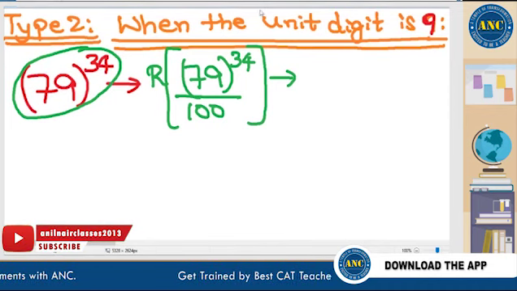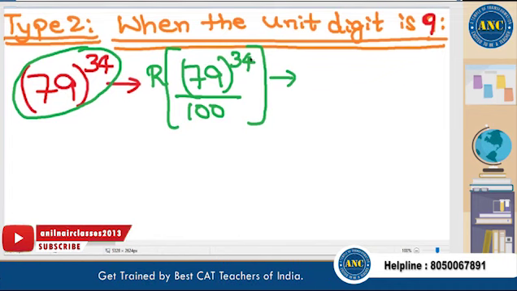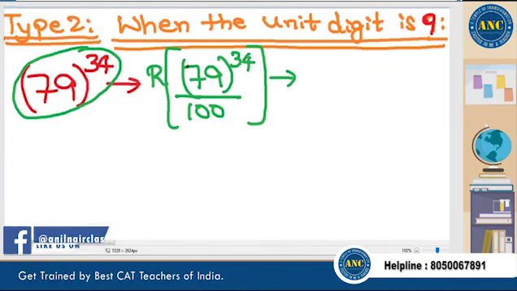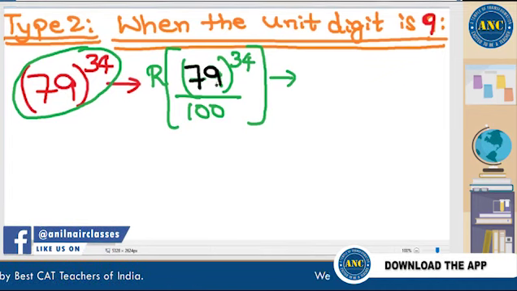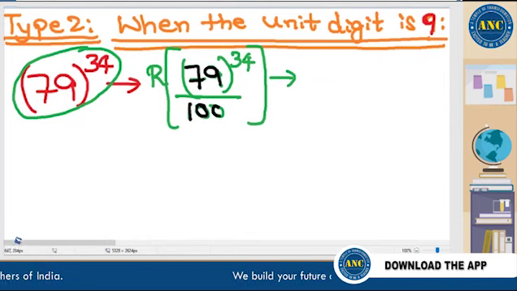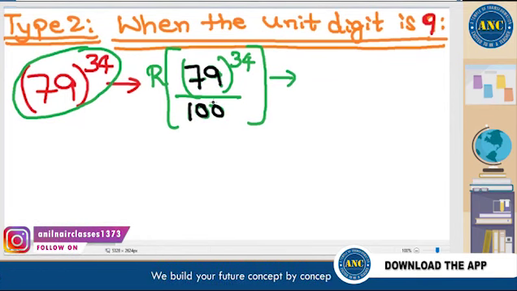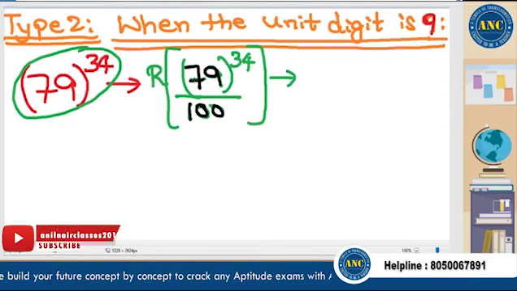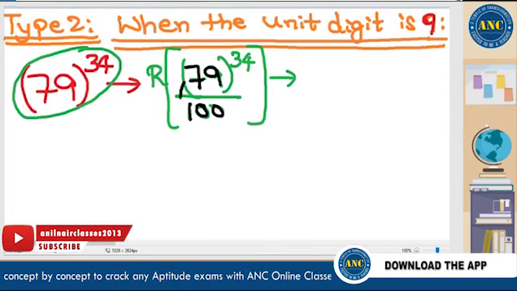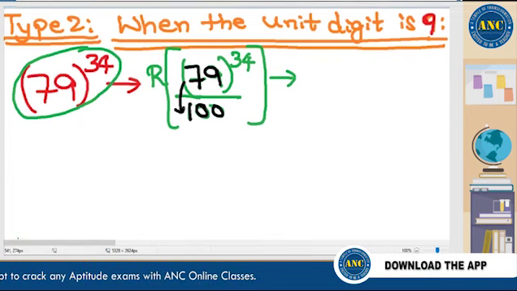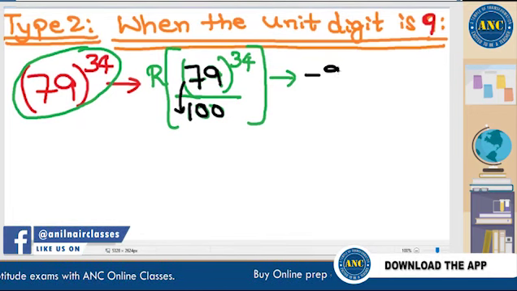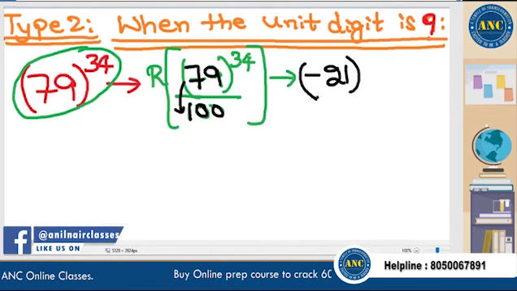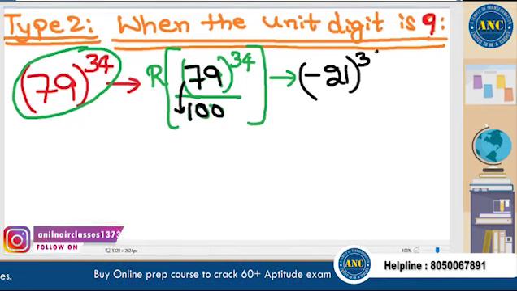Now see here, I already told you to forget about this power 34. 79 is the numerator, 100 is the denominator. The numerator is less than the denominator, so apply the negative remainder concept. Whenever the numerator is less than the denominator, the negative remainder is numerator minus denominator. 79 minus 100 is how much? Minus 21. Write down minus 21.